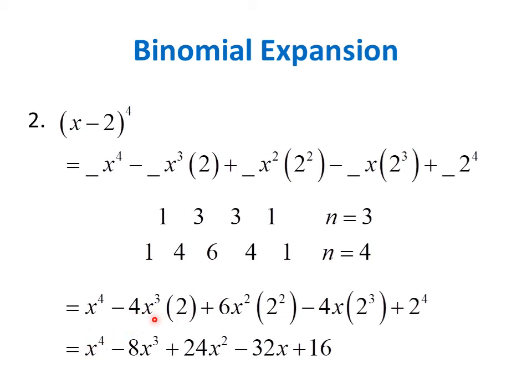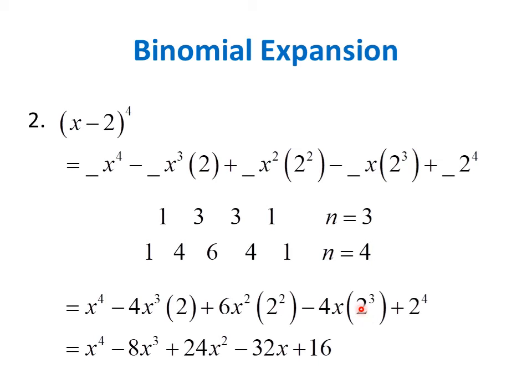How do we simplify this term? Well, first we have to multiply the numbers. So we have 4 times 2, 8, and the remaining expression is x cubed. Okay, let's simplify the numbers. First, let's raise this 2 to the exponent 2. So 2 squared, that is 4, times the 6, that is 24, and the remaining expression is x squared. Okay, let's simplify the numbers.